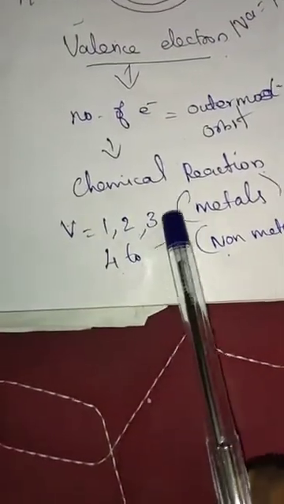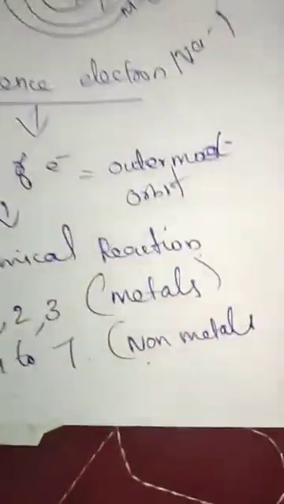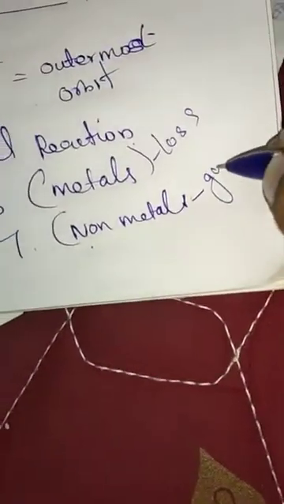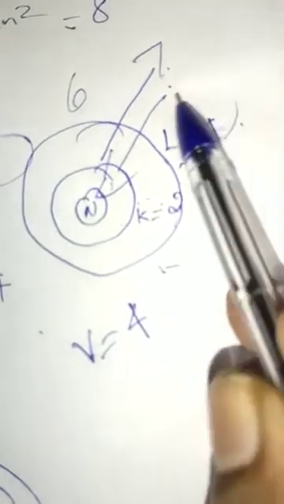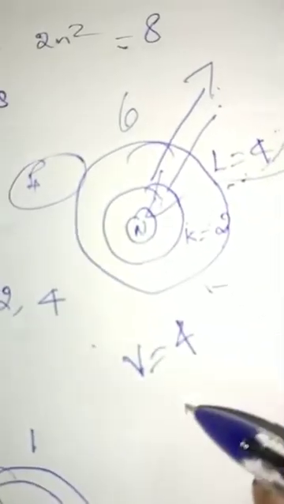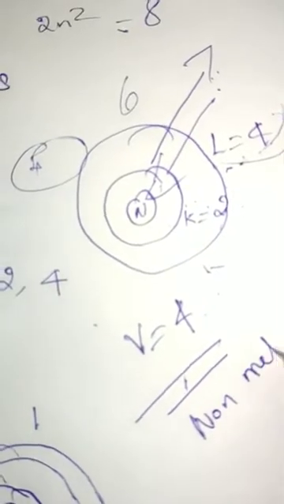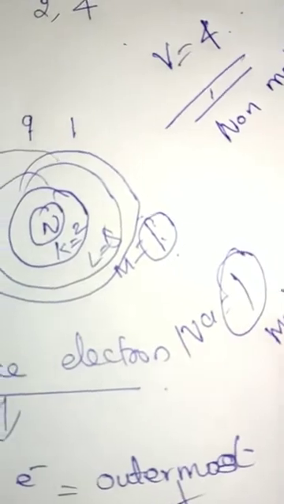If the outermost shell contains 1, 2, or 3 valence electrons, it belongs to metals; 4 to 7 belongs to non-metals. We know metals always lose electrons, and non-metals always gain electrons. If the outer shell has 4, what is that? Carbon. The valence of carbon is 4. Is it a metal or non-metal? It is a non-metal. Sodium has valency 1, so it is a metal.